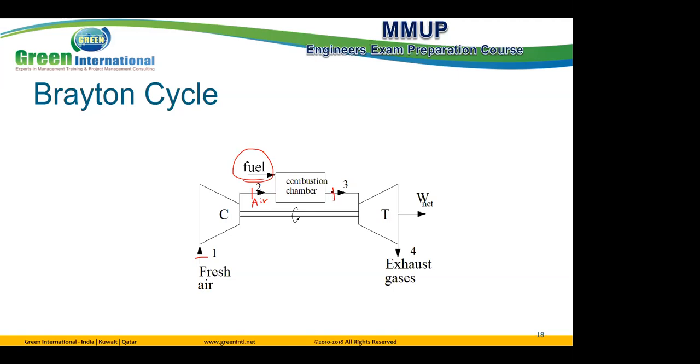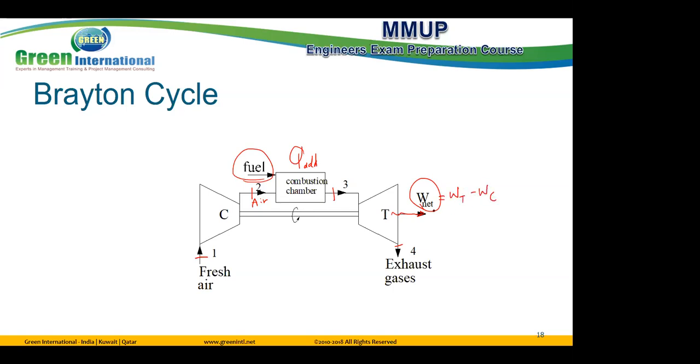This process is the source of heat added. Then after 3, going to expanding through the turbine to obtain work. And as you mentioned here, what you obtain is not just work, it's net work. Why? Because part of the turbine work goes directly to drive the compressor itself. So what we obtain directly is the net work. This is the final: work turbine minus work compressor.